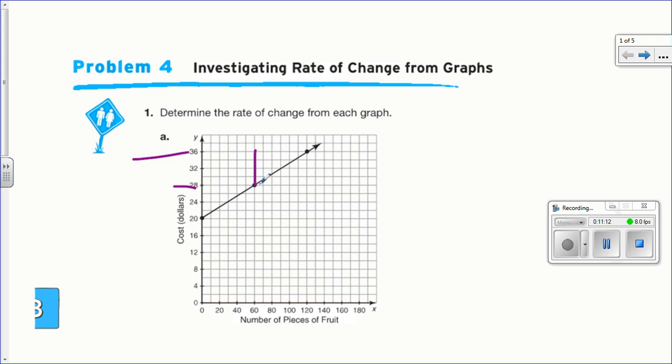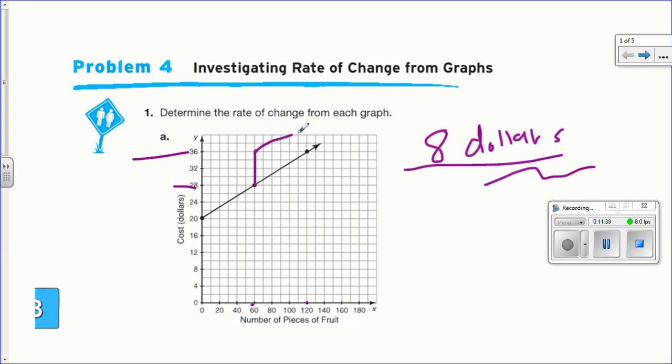So that would be 2, 4, 6, $8 over pieces of fruit. So write your pieces of fruit. How many? So I'm going from 60 to 120. So that would be over 60. So $8 over 60.